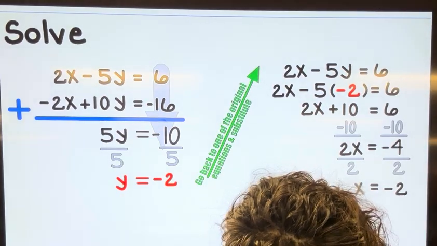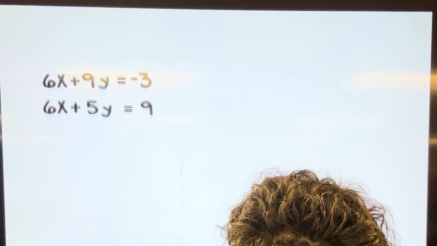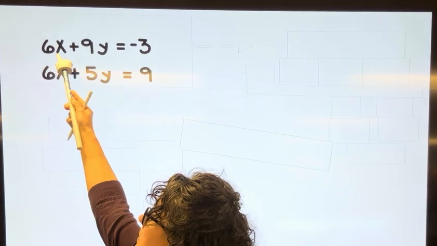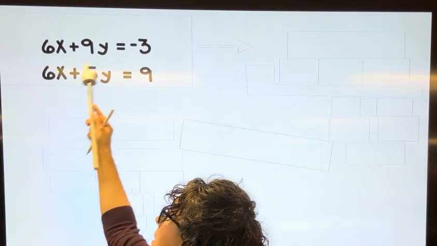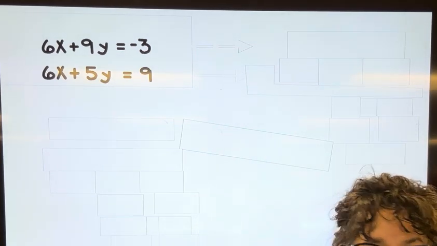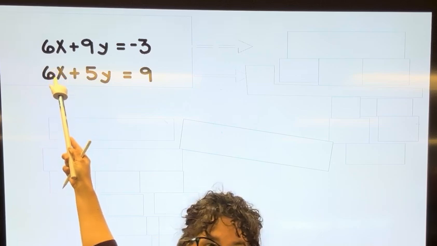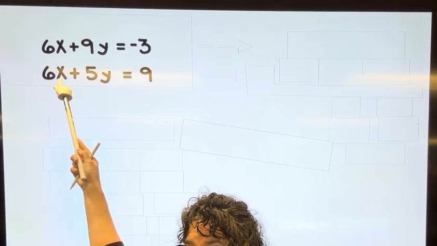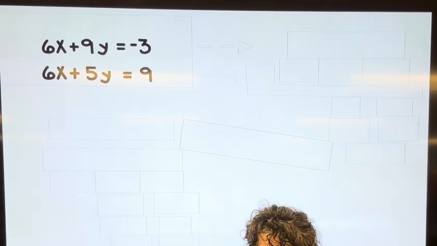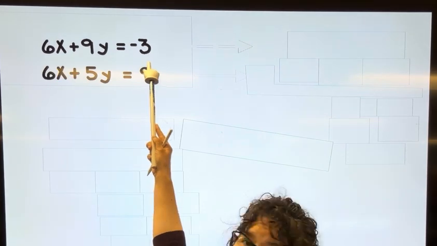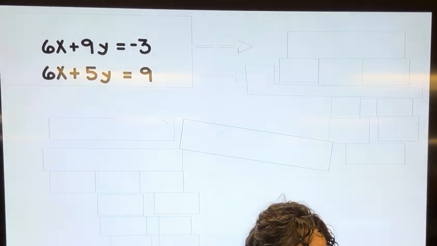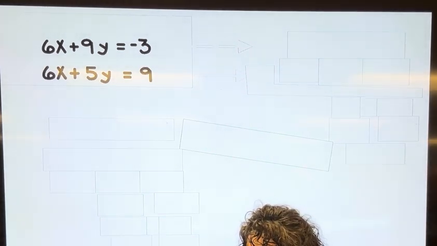So let's look at one more example. This time, I have positive 6x and positive 6x, 9y and 5y. They're not exactly the same, but opposites. If I do 6x plus 6x, I get 12x. They're not going to eliminate each other. So I need one of those to be a negative. I'm going to take one of the equations, either the top one or the bottom one, and force the 6x to be a negative 6x.